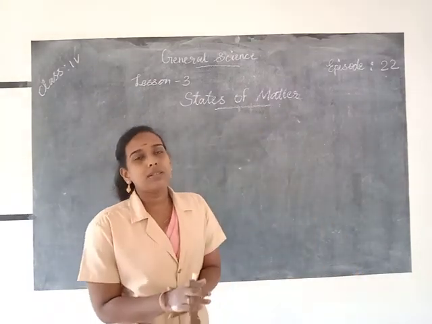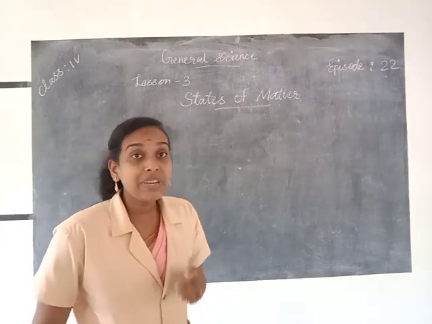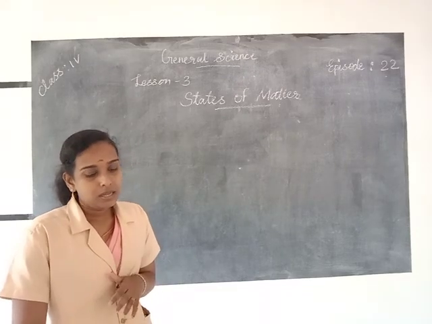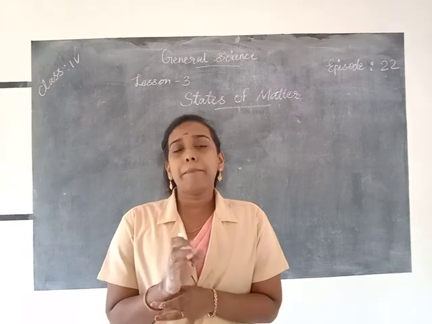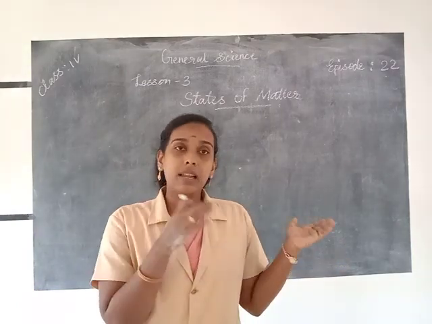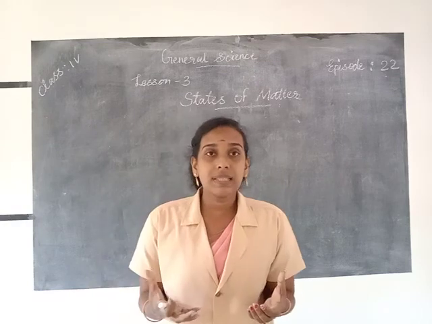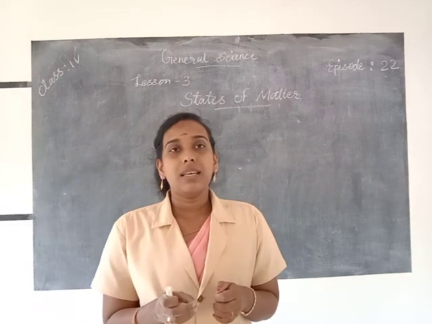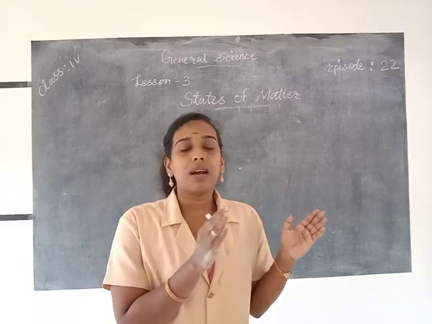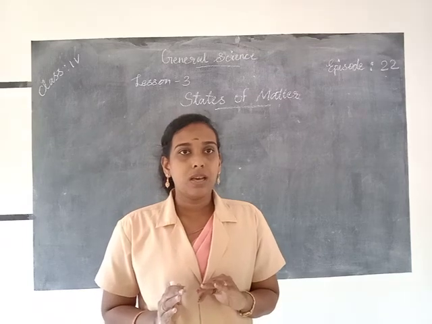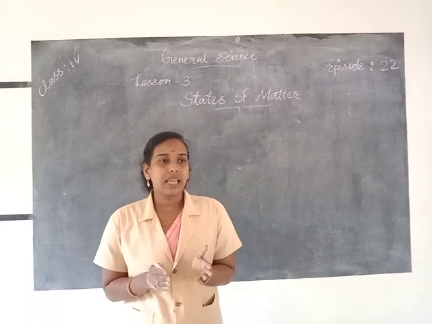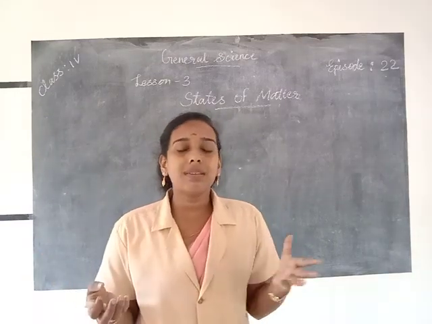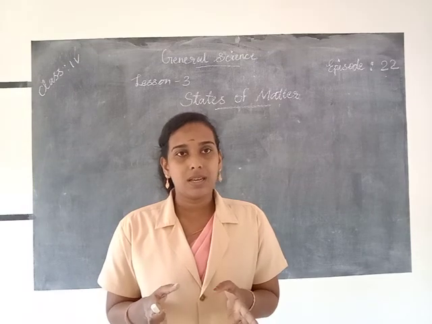So what do you mean by matter? Everything that you see around us is made up of matter. We can see many things around us, either living or non-living. All things are made up of matter. Matter means anything that occupies space and has mass. For example, your pencil, scale, table, chair, dustbin, blackboard, etc. are made up of matter.